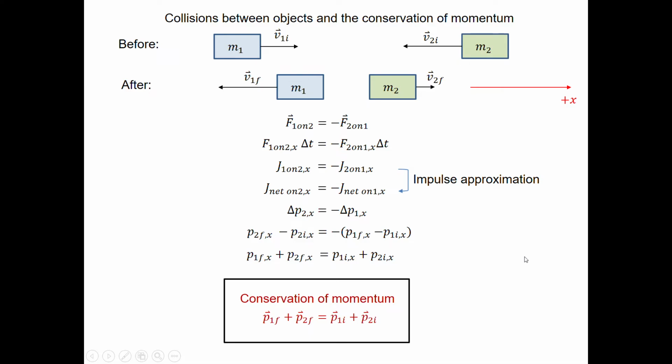It assumes the impulse approximation applies. And here, if we're applying the impulse approximation, we want to make sure that initial means just before they contact each other, and final means just after, and we're assuming some sort of very quick collision.